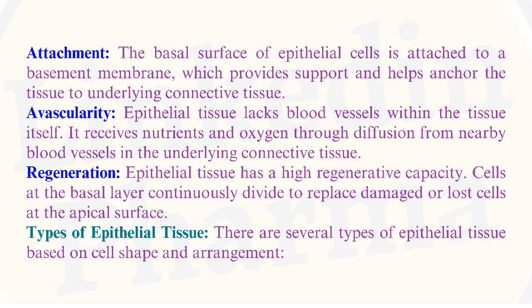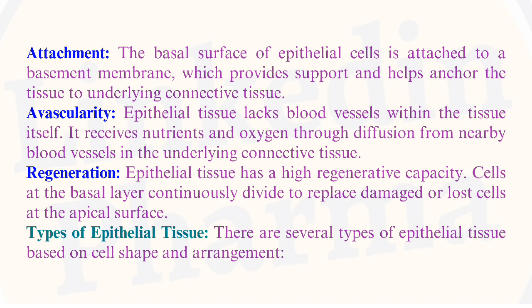Attachment. The basal surface of epithelial cells is attached to a basement membrane, which provides support and helps anchor the tissue to underlying connective tissue. Avascularity. Epithelial tissue lacks blood vessels within the tissue itself. It receives nutrients and oxygen through diffusion from nearby blood vessels in the underlying connective tissue. Regeneration. Epithelial tissue has a high regenerative capacity. Cells at the basal layer continuously divide to replace damaged or lost cells at the apical surface.